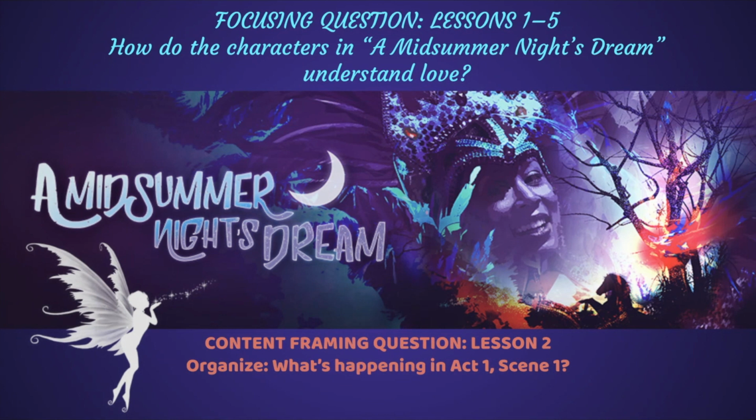Okay, but today we're basically going to be learning about the same things. We're going to be focusing on Act 1, Scene 1. The focusing question for this lesson is, how do the characters in A Midsummer Night's Dream understand love? A Midsummer Night's Dream is the book that we're reading. Hopefully y'all know that. And the content framing question for this lesson is, what's happening in Act 1, Scene 1? So we're basically going to summarize exactly what is happening in Act 1, Scene 1, which is the first scene of the movie. Let's go.